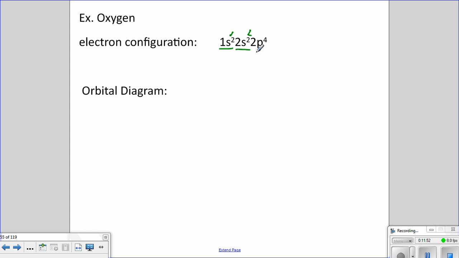And it stops midway in the P block. So when you're looking at oxygen, 1, 2, 3, 4, 5, 6, oxygen's right here. So we're accounting for the first 4 electrons, which is why we have a 4 here. And then you can verify that this is oxygen because oxygen has 8 electrons, therefore 2 plus 2 plus 4 is 8.